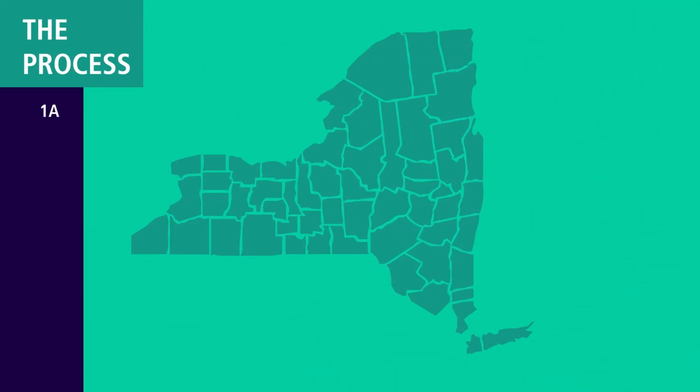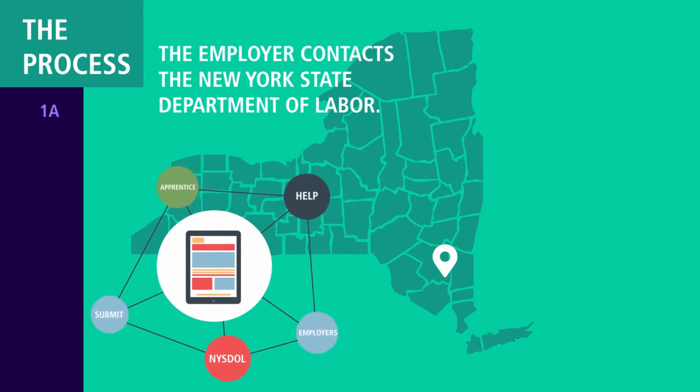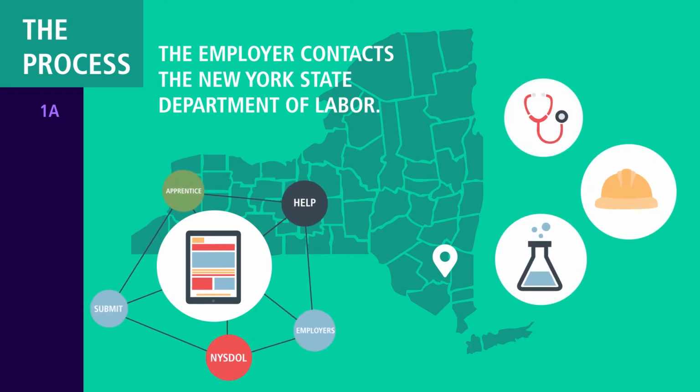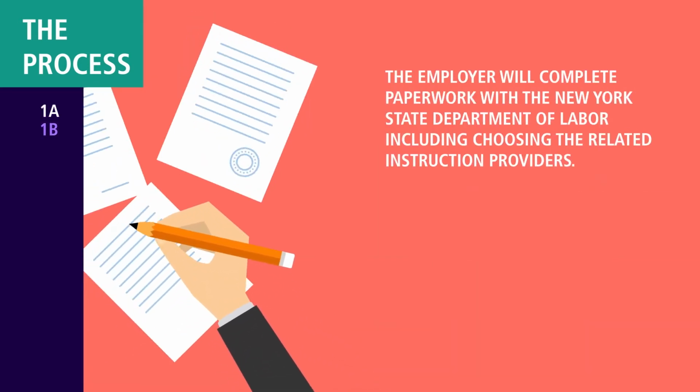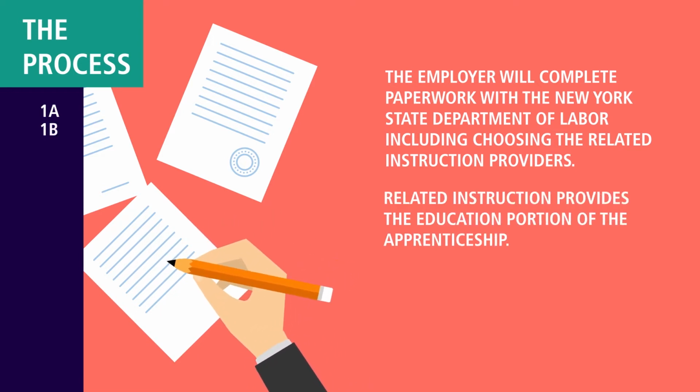The process to start a New York State registered apprenticeship starts with the employer. The employer, individually or with the help of other organizations involved in an apprenticeship, contacts the New York State Department of Labor. It is best if the employer has a trade in mind or an occupation that is apprenticeable. The employer will complete paperwork with the New York State Department of Labor, including choosing the related instruction providers. Related instruction provides the education portion of the apprenticeship.